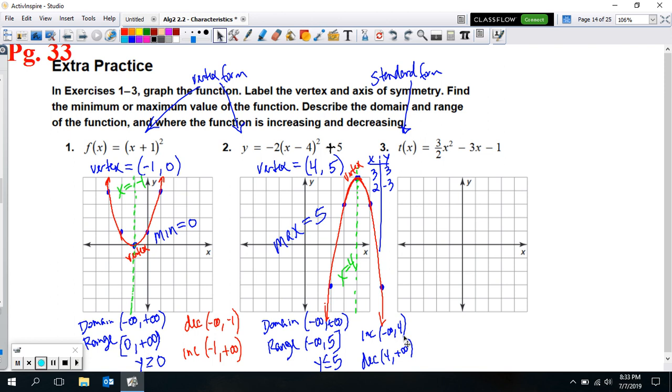Okay. Now a lot of times it does say it's increasing to the left of x equals 4, and it's decreasing to the right of x equals 4. That's another way they say it.